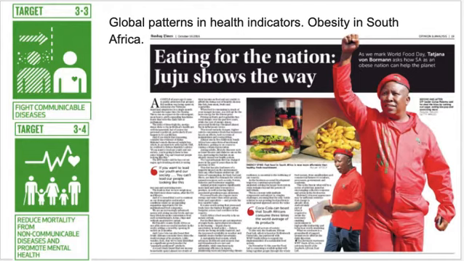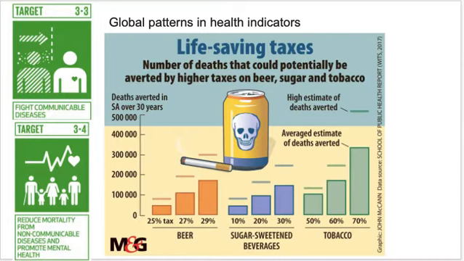Being overweight and obese is associated with heart disease, type 2 diabetes, strokes, and several forms of cancer. It has been suggested that obesity-related health complications are associated with 43% of deaths in South Africa. As a result of this, the South African government, like several other governments around the world, have introduced sugar taxes. You can see on this infographic there is a suggestion that a sugar tax would save as many lives as a similar level of taxation on beer.